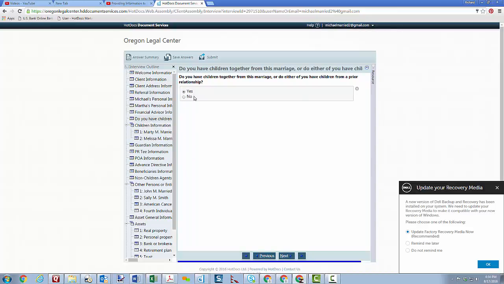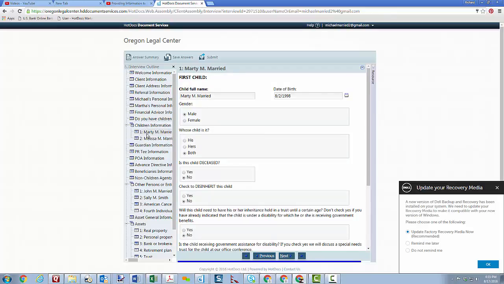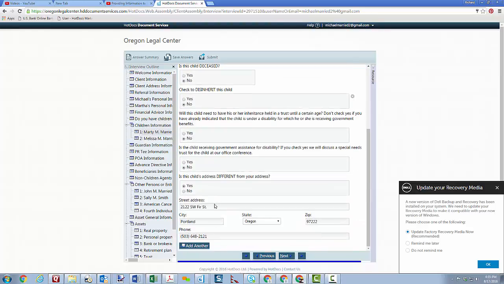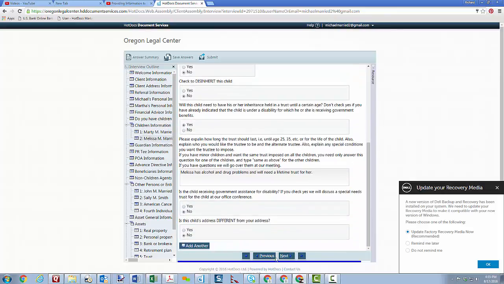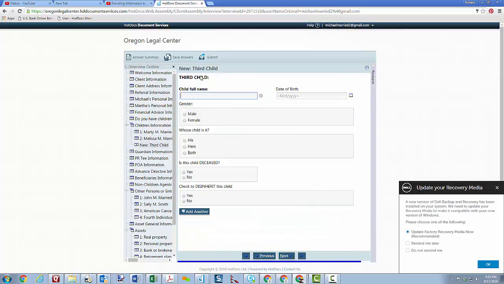Then the question becomes, do you have children? So if you say yes, then this screen, the children information screen, opens up, and you can provide information about each child. And in this case, you can see there are two. If you had to add another child after you'd add the second one, the way you would do it is you'd just go down to the bottom and click the Add Another button, and then a screen would open up that's blank and you could fill in that information.